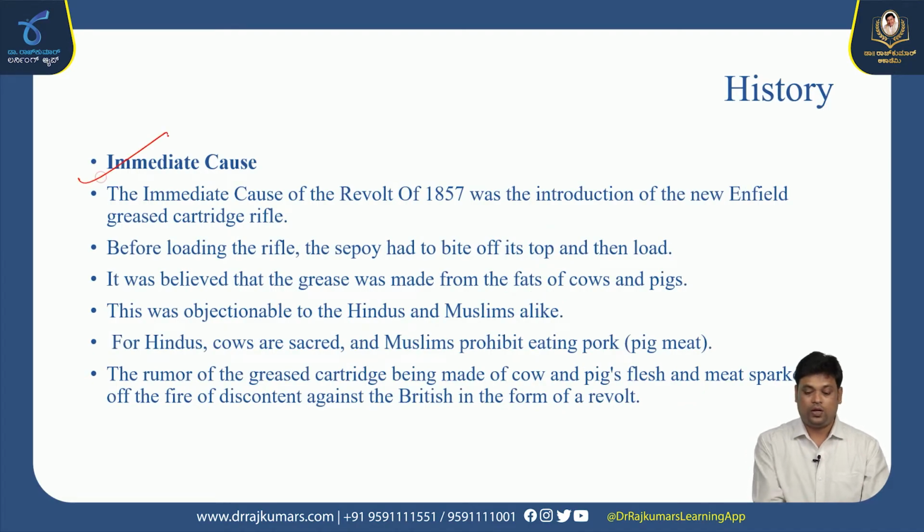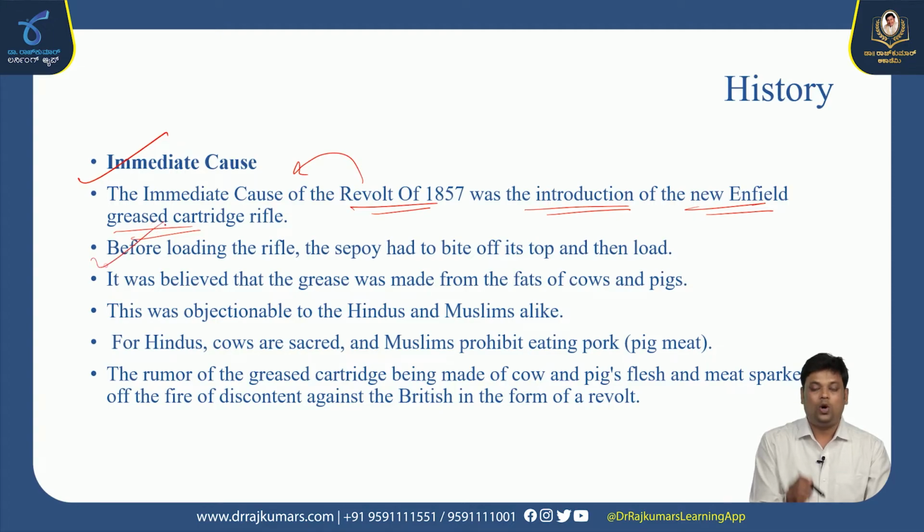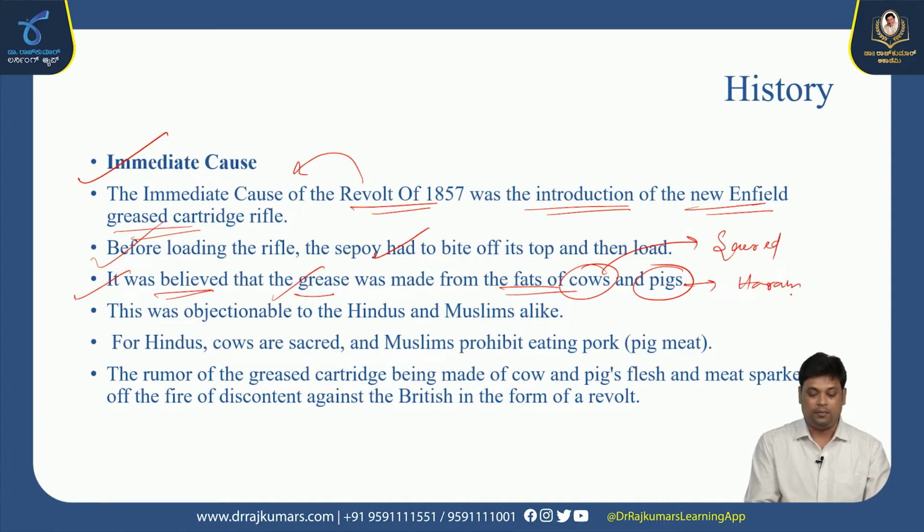Immediate cause. The immediate cause of the revolt of 1857, the popular one, was the introduction of the new Enfield greased cartridge rifle. Before loading the rifle, the Sepoy had to bite off its top, and only then could it be loaded. But what is the problem? It was believed that the grease was made from the fats of cows and pigs. Cow is the sacred animal of Hinduism, and pig is haram in Islam.